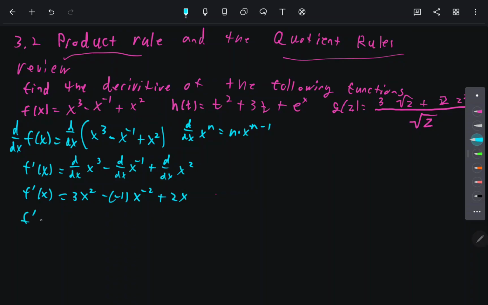Well, what are we going to do now? We're going to just simplify this a small bit. So we get 3x squared plus x to the negative 2 plus 2x. And that's our answer. Okay.